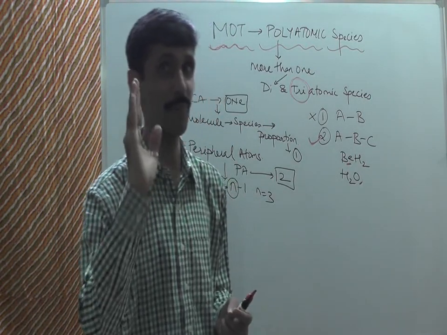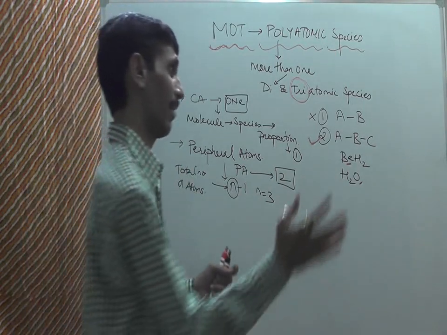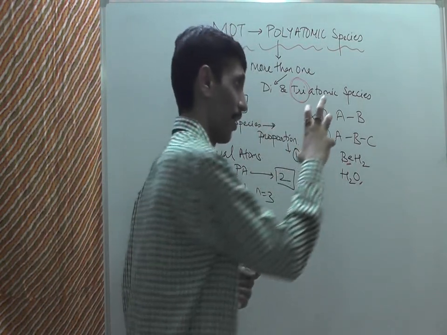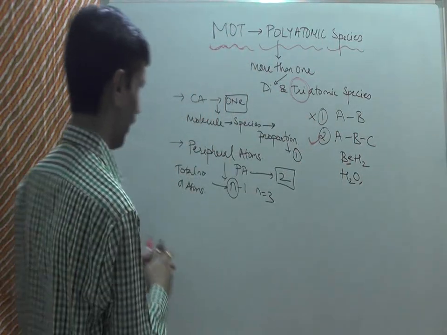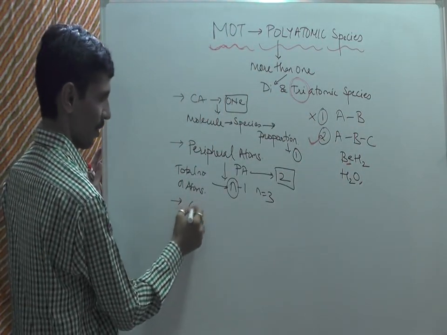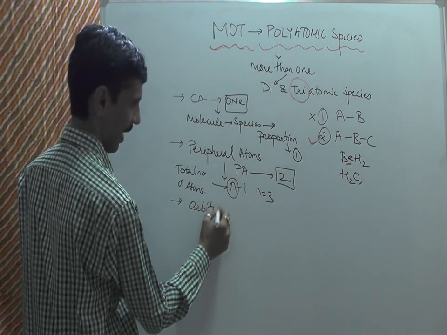Okay, this is a minimum which I am talking about, and at the same time, once again, I am focusing on these two molecules itself. So we go into the next step, and that is the orbitals of peripheral atoms.